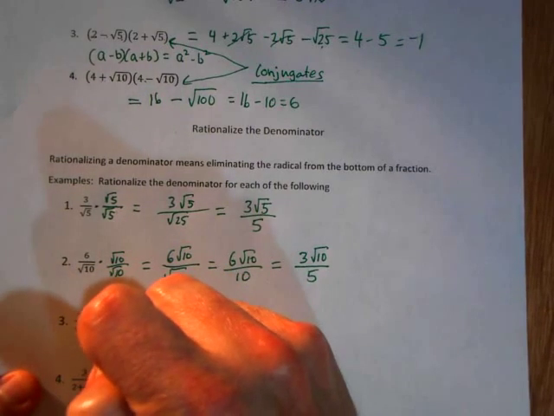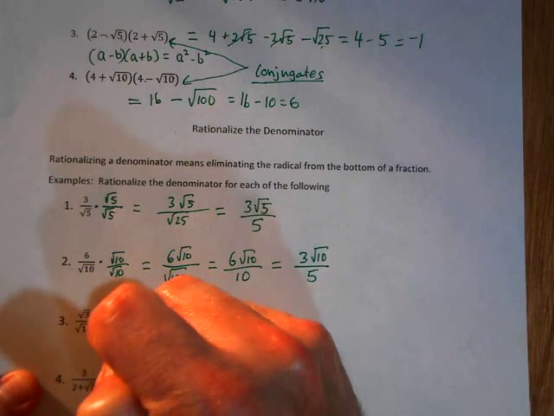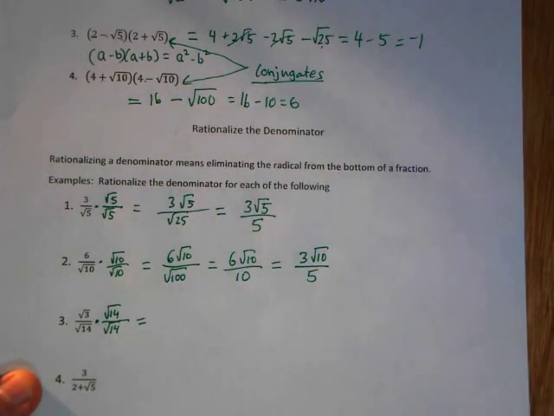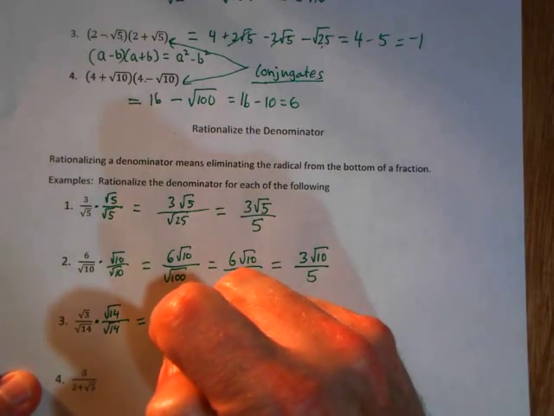Alright, one more of these. We multiply top and bottom by square root of 14. So 14 times 3, calculator says that's square root of 42.